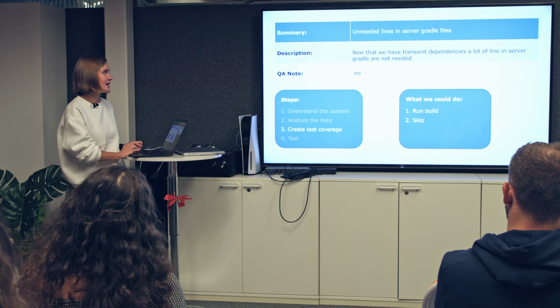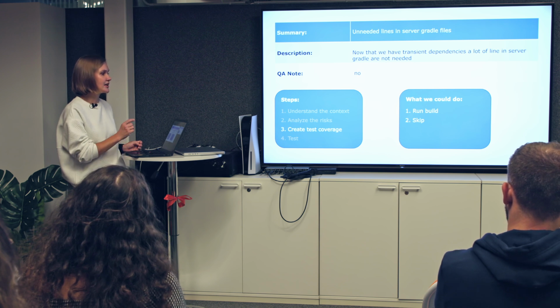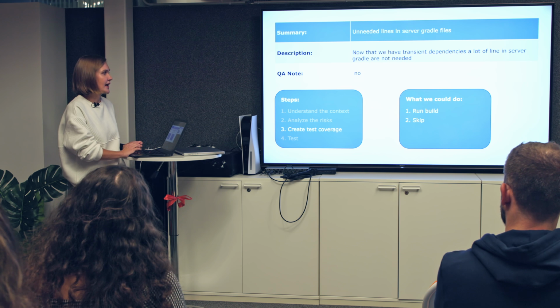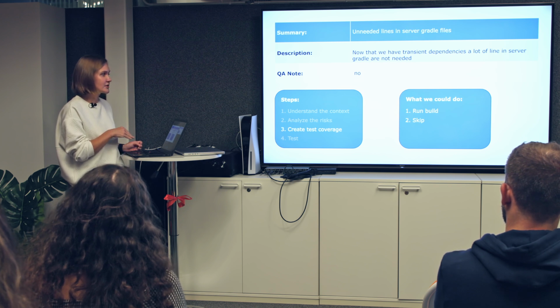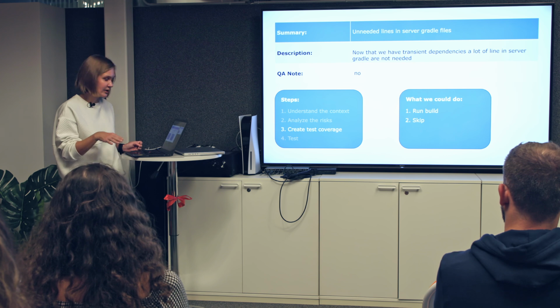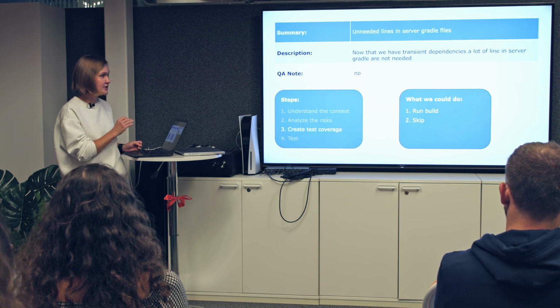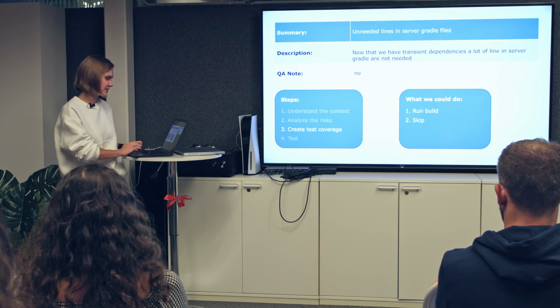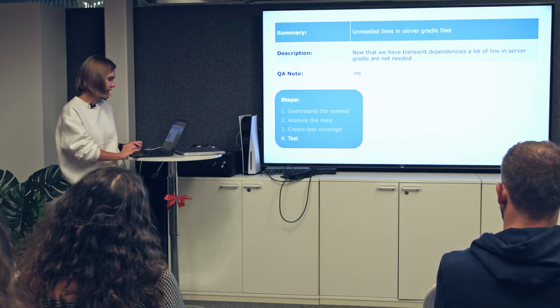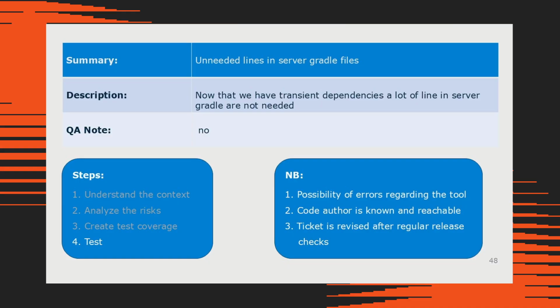Why could we do this? Because it's obvious that if something goes wrong, all our builds would be unsuccessful. And for this particular case, we could skip check-ins right now, but of course to cover some invisible risks, we have to process these tickets after our regular sanity check-ins for release. So for the moment, we could skip the test, but we keep in mind that even if we have any problems regarding the tool, we have a person whom we could address our problem to. And anyway, the ticket is revised after regular release checks.